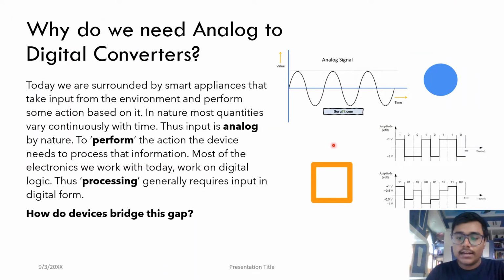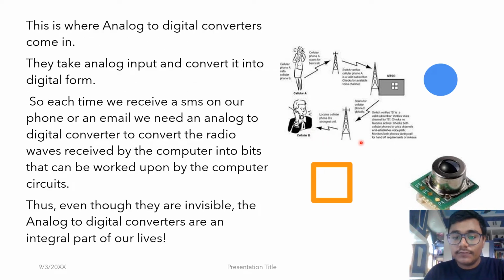Now, why do we need analog to digital converters? The physical world is full of quantities that are varying continuously. That is, they are analog in form. But the digital electronics we use are binary in form. They use digital input, which is discrete. So something needs to convert these inputs.